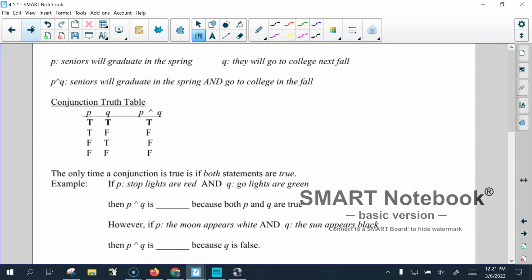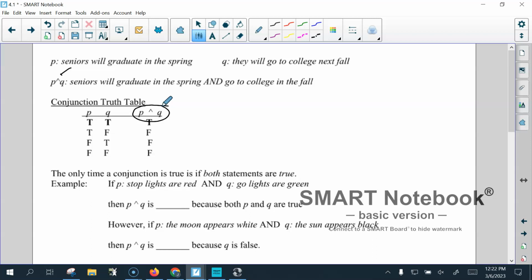So we're back to seniors graduating in the spring and going to college in the fall. Now, remember, this symbol means and. Okay? So this is where it kind of gets a little more complicated because this is where the rules kick in. So we have P, Q, P and Q. So if P is true, they'll graduate in the spring, and Q is true, they go to college in the fall, that is true. Okay?